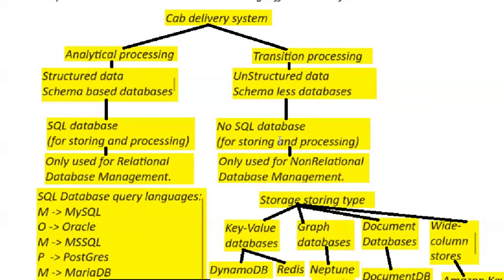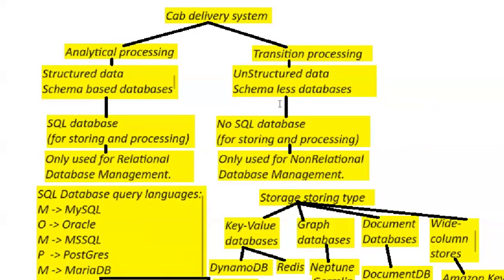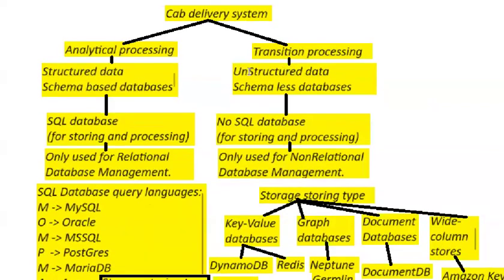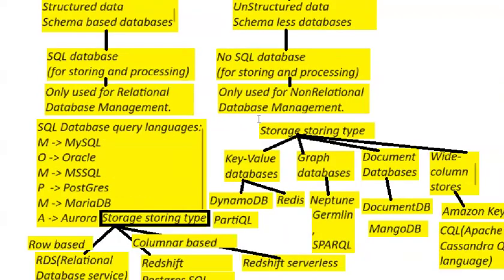NoSQL databases, right? Yes. So when do we use these NoSQL databases? We use these NoSQL databases for non-relational databases. For relational databases, we use SQL databases. Okay. So to store these unstructured or schemaless or transaction processing data, this is a real-time example, we use NoSQL databases.